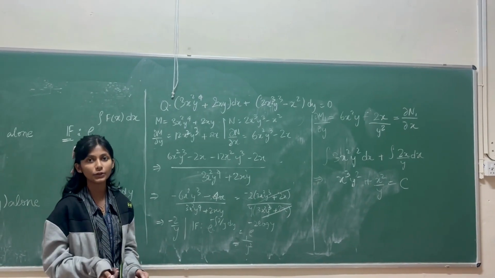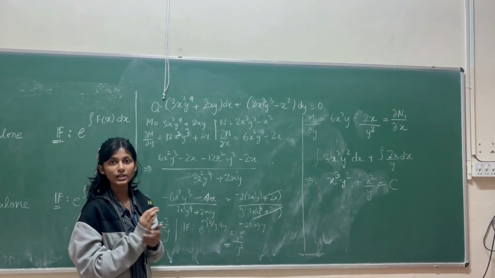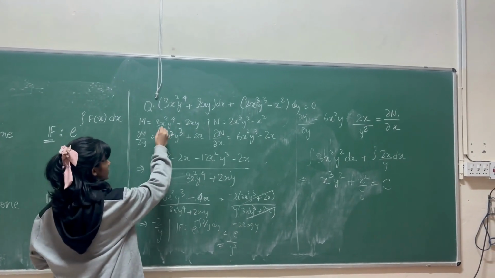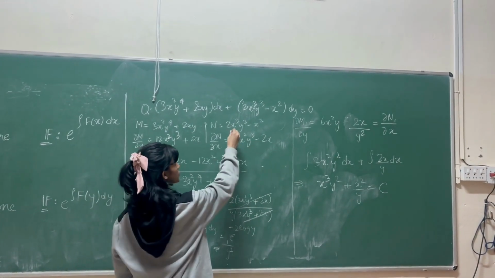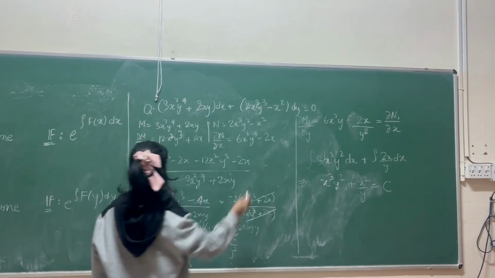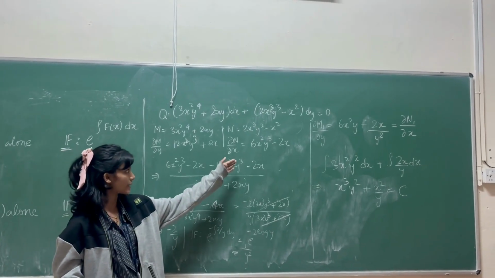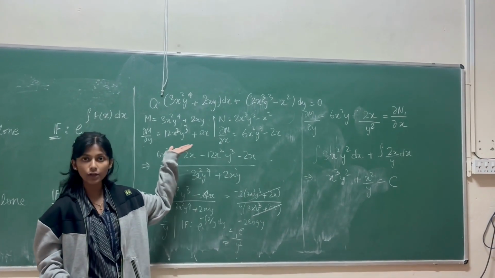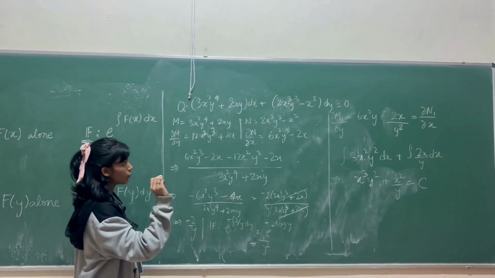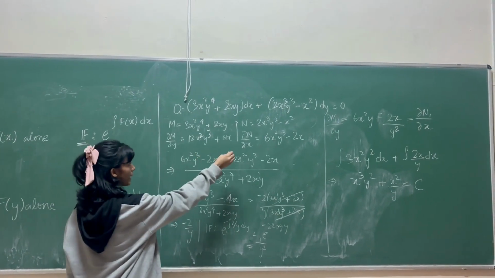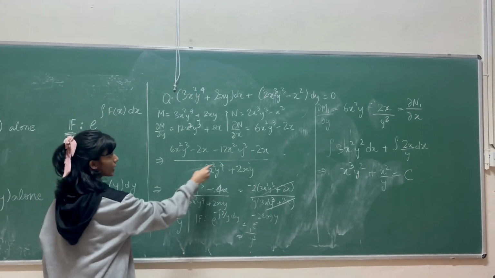Now we'll understand how to use rule 4. So this is our question, and we will take M, which is our dx terms, which is 3x²y⁴ plus 2xy, and N is our dy terms, which is 2x³y³ minus x². Then we partially differentiate M with respect to y and N with respect to x. So then we get this. Clearly, ∂M/∂y is not equal to ∂N/∂x. Then we have to use rule 4, which is ∂N/∂x minus ∂M/∂y, whole divided by M. So then you get this.